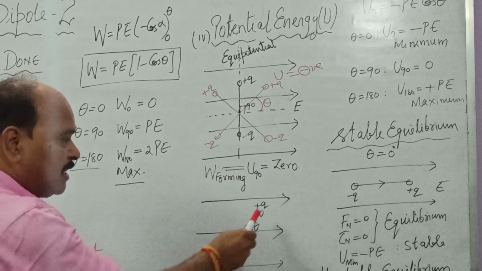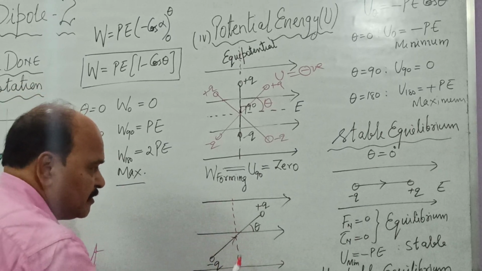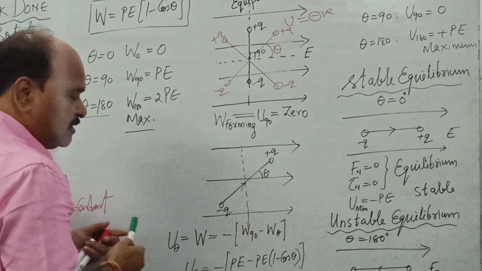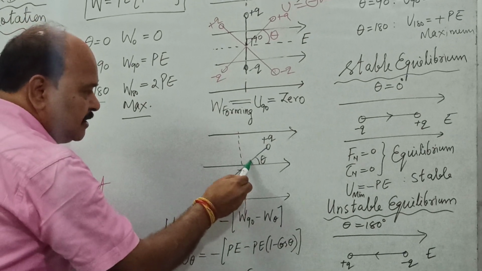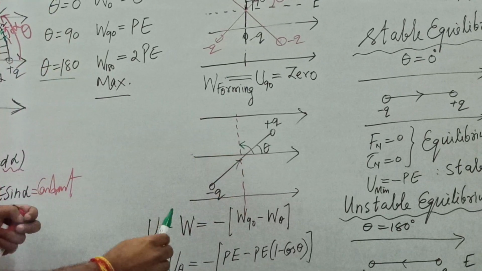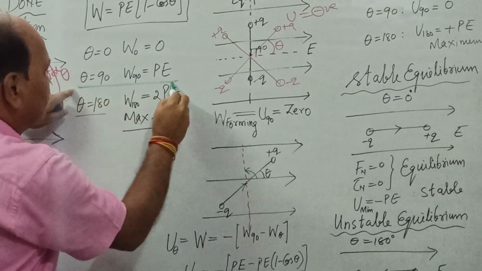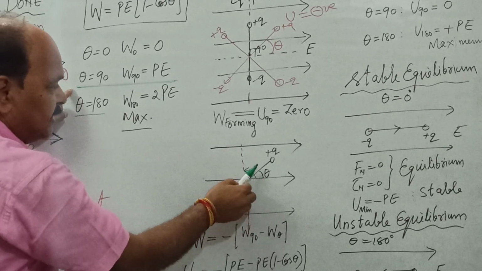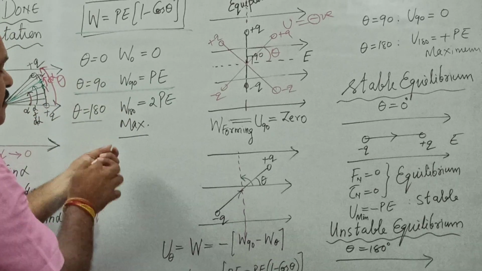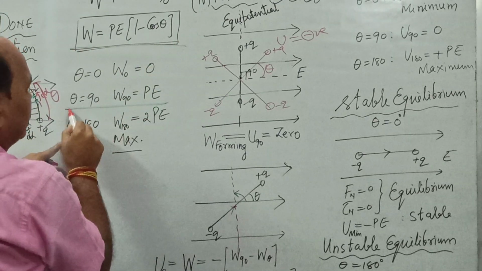So what is potential energy in this orientation? Potential energy in this orientation is 0. So what is potential energy in this orientation? Feel, this is 90 degree. When we rotate the dipole by 90 degree, work done is what? W90. When we rotate the dipole by angle theta, what is work done? Work done is PE(1 minus cos theta). This is work done in rotating the dipole by an angle theta. This is work done in rotating the dipole by an angle 90 degree.